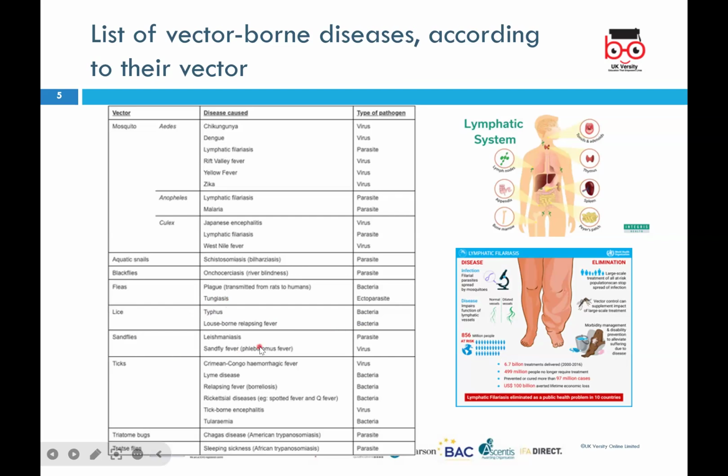Sandflies carry leishmaniasis and sandfly fever. They cause them. Okay. Ticks, you can have CCHF such as Crimean-Congo hemorrhagic fever. They can cause Lyme disease, relapsing fever, rickettsial diseases, tick-borne encephalitis, and tularemia. So tsetse flies can cause sleeping sickness, and triatom bugs can cause Chagas disease. So the point to note here is that there's a long list of vectors that carry particular types of pathogens and cause a particular type of disease.